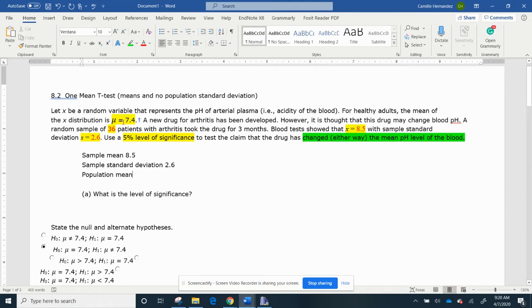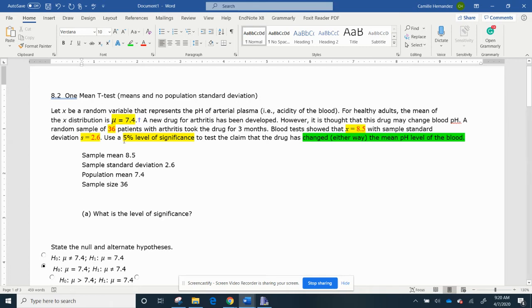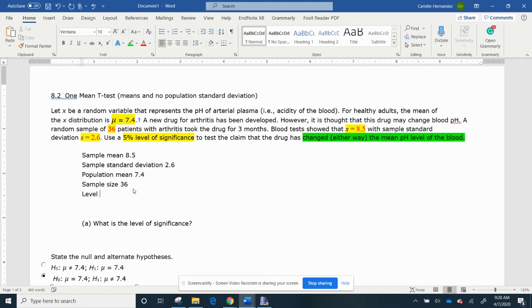Okay, population mean. How do I get that? It's up here. They said the mean should be this. It's what we expect all along. Okay, and then it wants to give me the sample size. Sample size is 36. And then level of significance. Okay, it says here 5%. Level of significance is 5%, or if I convert it to a decimal, it's that. All right, I have everything I need.